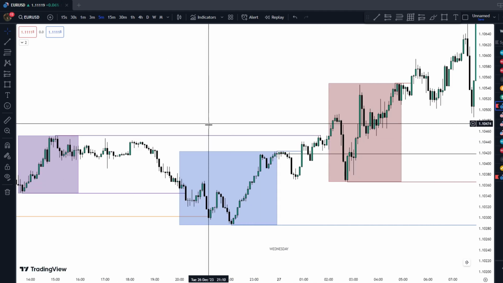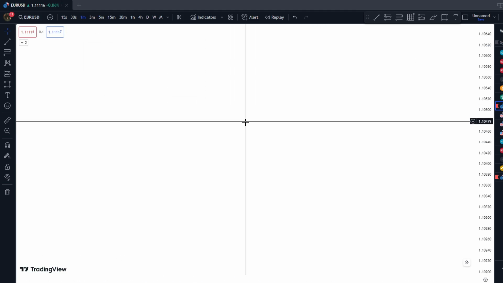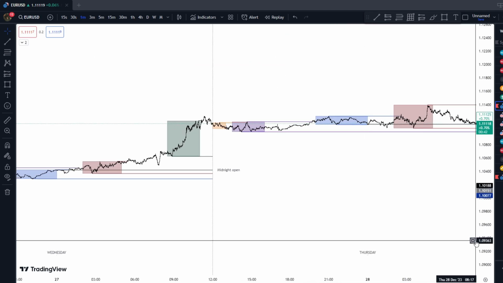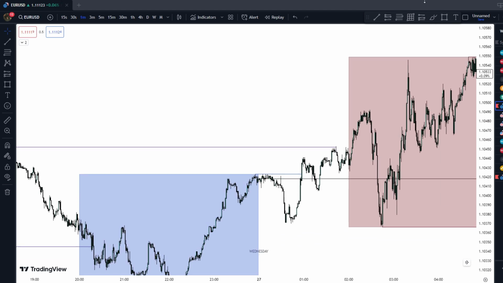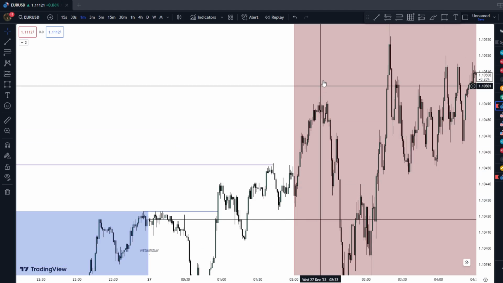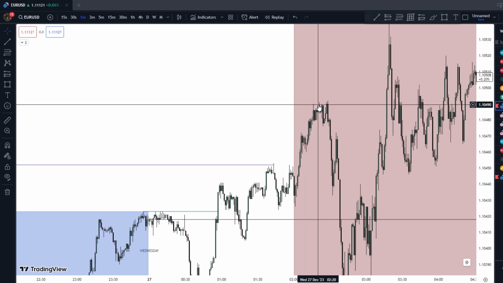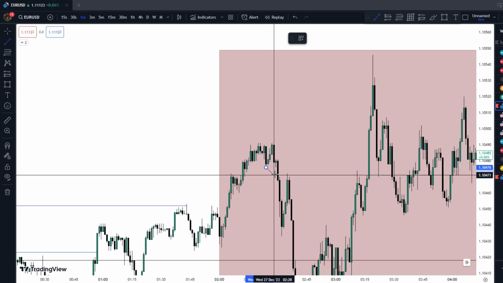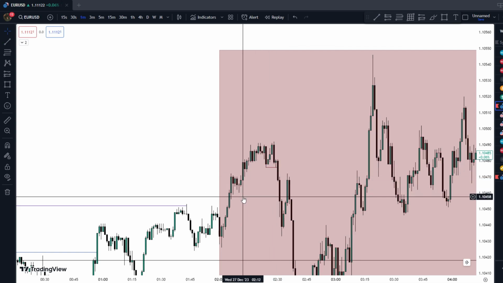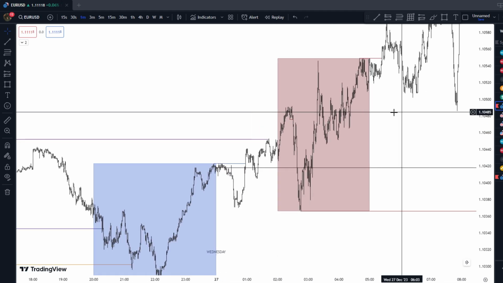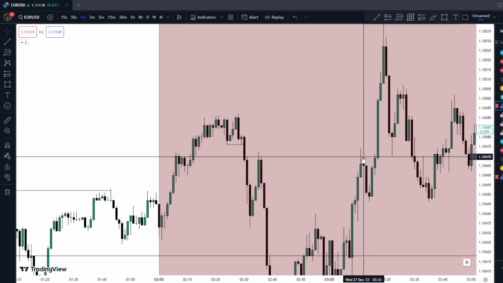After the raid, you go to the 1 minute time frame. Let me remove this. Okay, you go to the 1 minute time frame. After this raid, you see London opened here. We rally up again. And where do we make market structure shift? Right here, guys. After the liquidity grab, and we're above midnight open. As you can see, we're above midnight open, so it's a good confirmation.